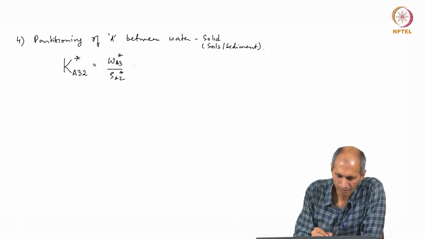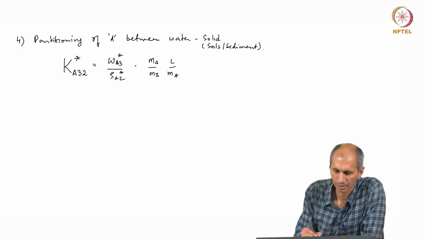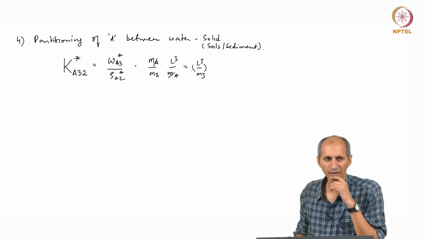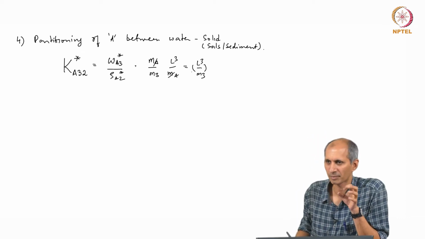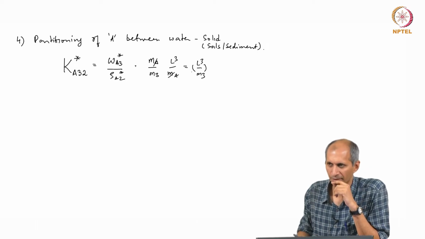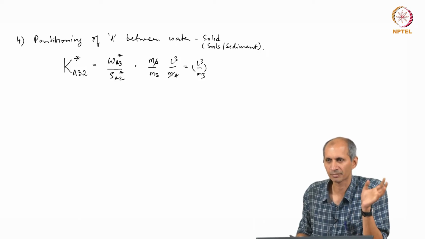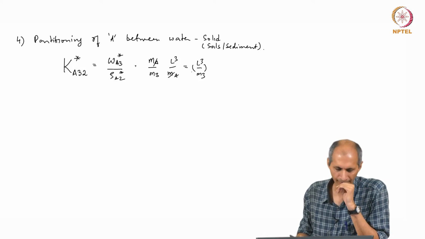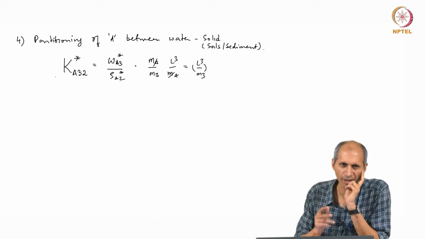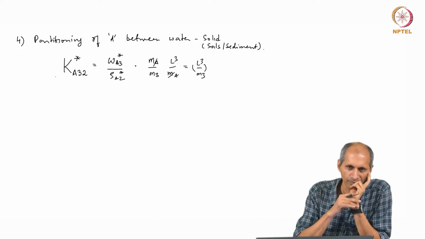So here if you look at it, the units are again MA by M3 and this is MA by L cube. So the dimensions of this is L cube by M3. Unlike Henry's constant, where both the units cancel and it is just a number, a ratio of mass concentrations, here it is not so. L3 by M3 has units of meter cube per kilogram or some such thing. Okay. So now this is a general definition, the partitioning of a chemical between water and the solids.